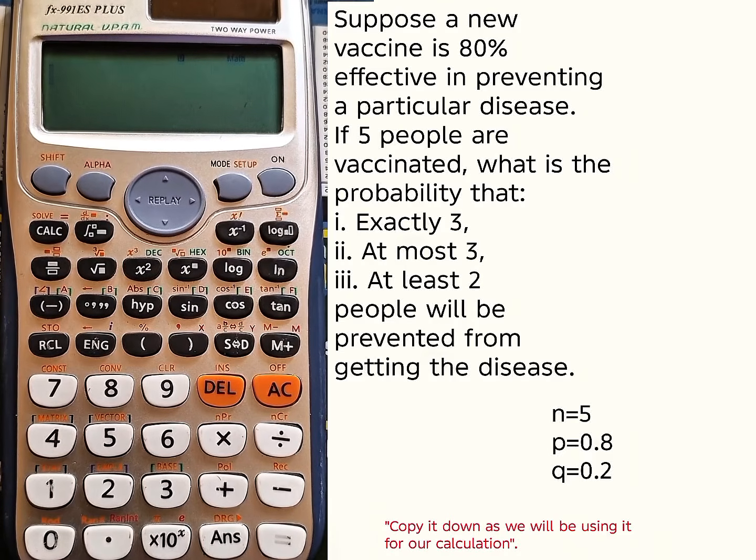The question says, suppose a new vaccine is 80% effective in preventing a particular disease. If 5 people are vaccinated, what is the probability that, in part 1, exactly 3 people, in part 2, at most 3 people, and in part 3, at least 2 people will be prevented from getting the disease?